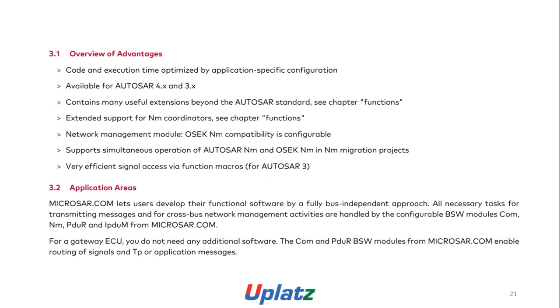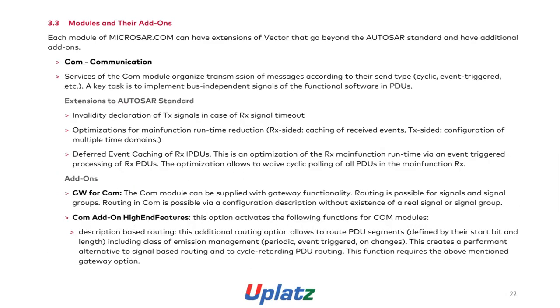MICROSAR.COM lets users develop their functional software with a bus independent approach. All necessary tasks for transmitting messages and for cross-bus network management activities are handled by the configurable BSW modules COM, NM, PDUR, and IPDUM from MICROSAR.COM. For a gateway ECU, you do not need any additional software. The COM and PDUR BSW modules from MICROSAR.COM enable routing of signals and TP application messages. Modules and their add-ons. Each MICROSAR module can have extensions by Vector that go beyond the AUTOSAR standard and have additional add-ons.